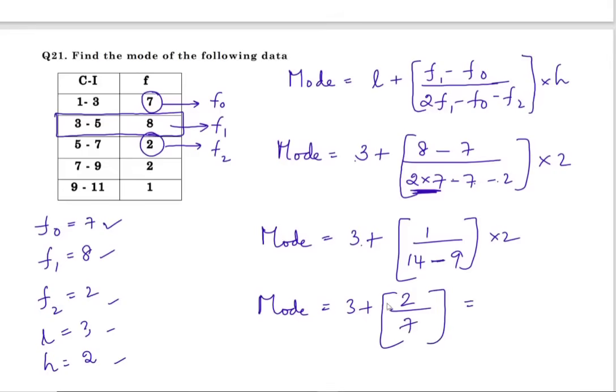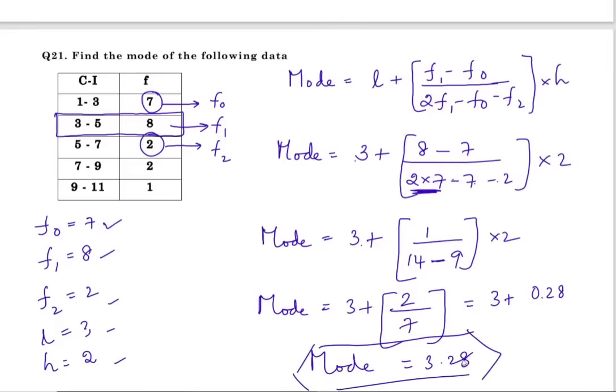Now don't add 3 plus 2 is 5, 5 by 7. Don't do it like that, that is wrong. First you divide 2 by 7. 2 by 7 is what? 0.28. Now mode equals 3 plus 0.28 is 3.28. I have already told you the mode value will be greater than 3.